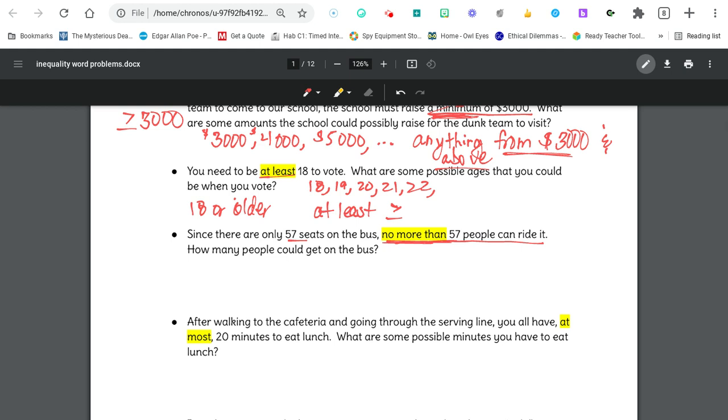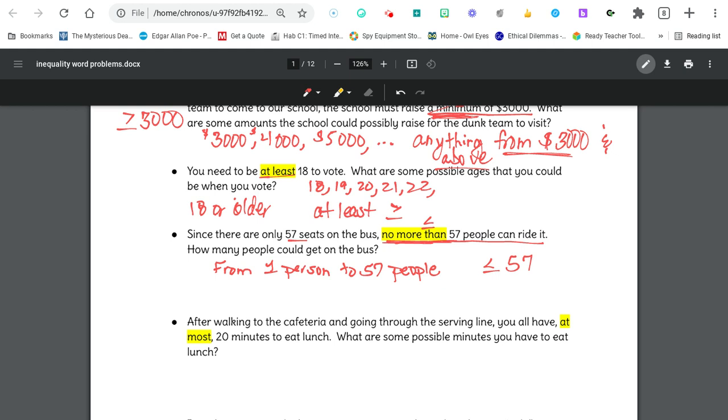So that means I can have anywhere from one person to 57 people. Actually, you could do 0 people. So anyway, that means a number that's less than or equal to 57. So no more than means less than or equal to.